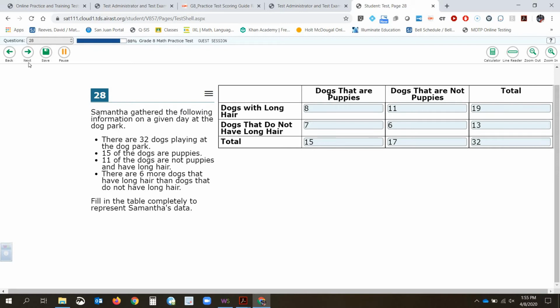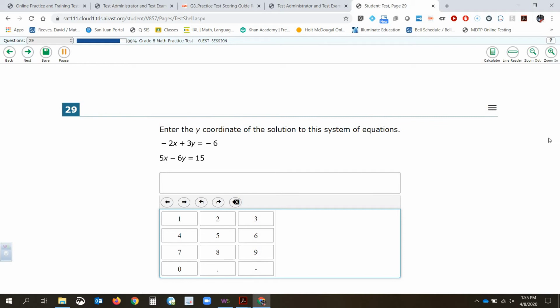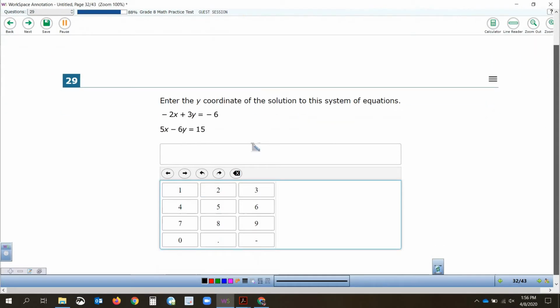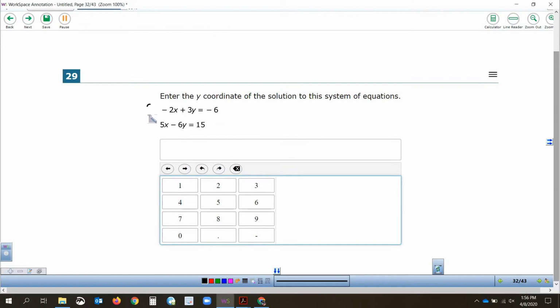Awesome. All right, let's go on to question number 29. All right, enter the y-coordinate of the solution to this system of equations. All right, okay, systems of equations.